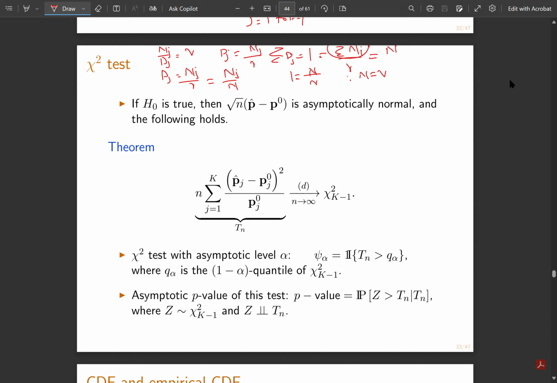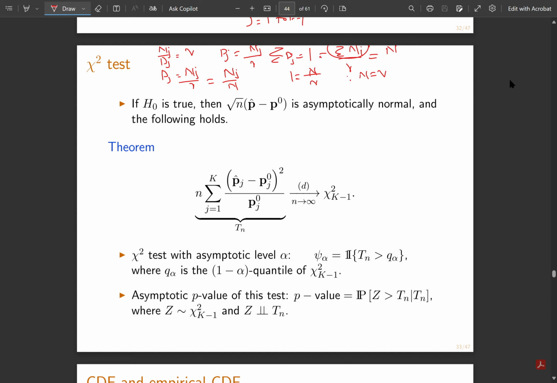Today we'll be talking about the chi-square test, specifically the preparation that is required for it. For the chi-square test, under the null hypothesis, if it is true, then if we multiply the square root of n by p hat minus p naught, it should be asymptotically normal. That is, it has to be Gaussian. Now let's move on to the preparation required for the chi-square test.